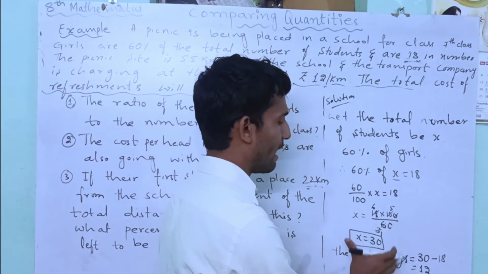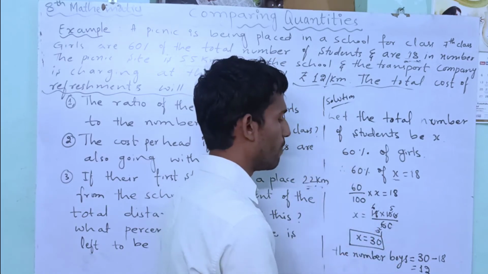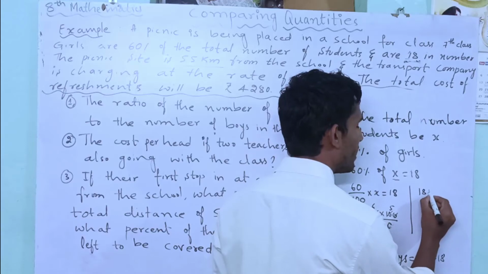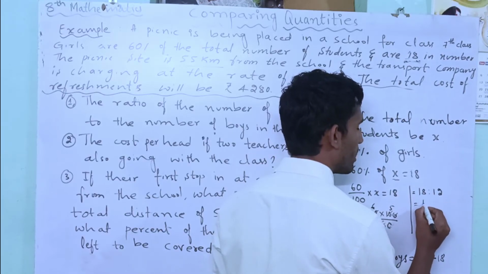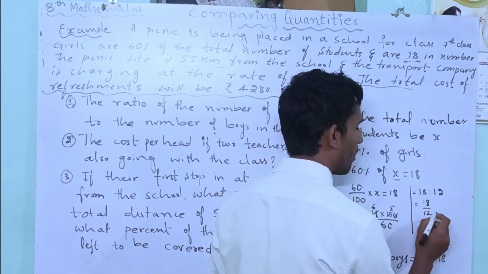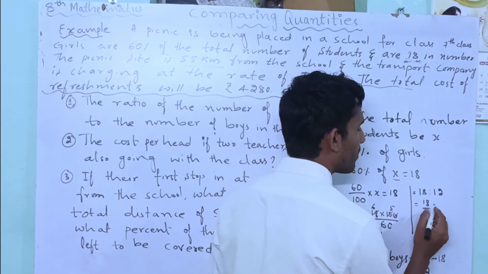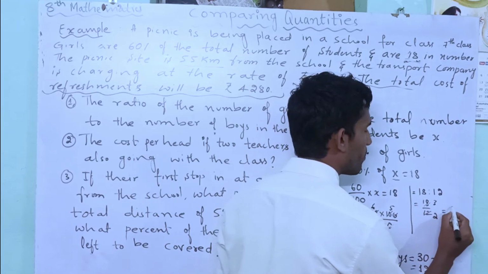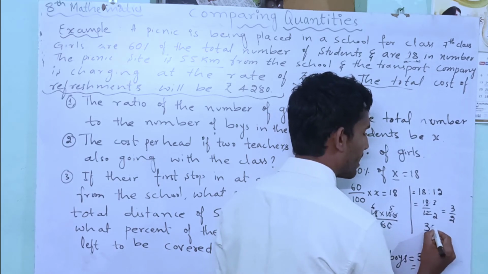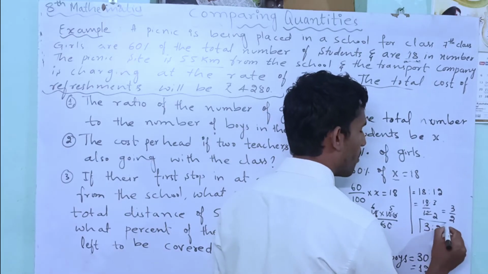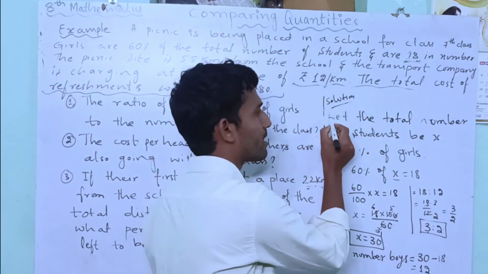Okay. When you write in the form of a ratio, you will get 18 is to 12. When you write it in the form of a fraction, that is 18 by 12. Here 6 twos are 12, 6 threes are 18. That is, we can write 3 by 2. We can write the ratio as 3 is to 2. This is the first solution. Okay, dear student, let us see another one.